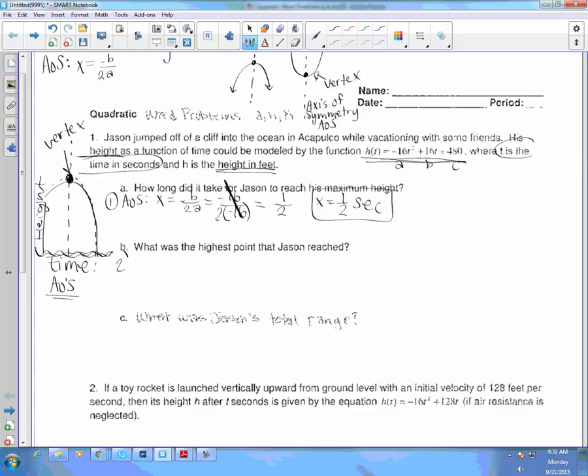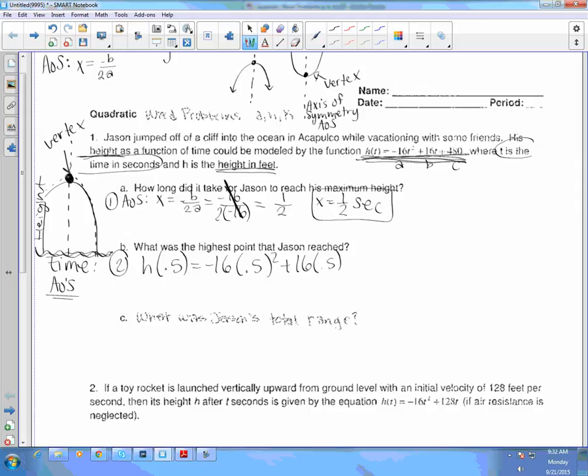Then secondly, part B, what is the maximum height? If we know right here that x is 0.5, or t is 0.5, because time is 0.5, how can we find the height? Plug it in, right? H of 0.5. Wherever there is a t, I'm going to put parentheses and put 0.5.